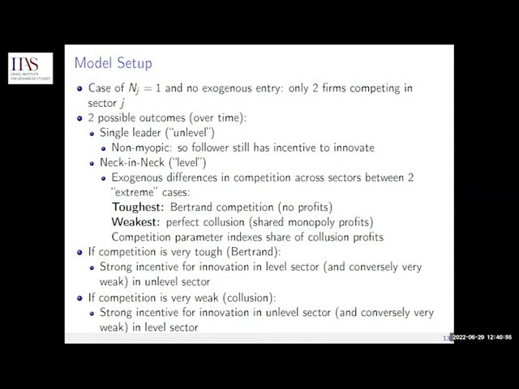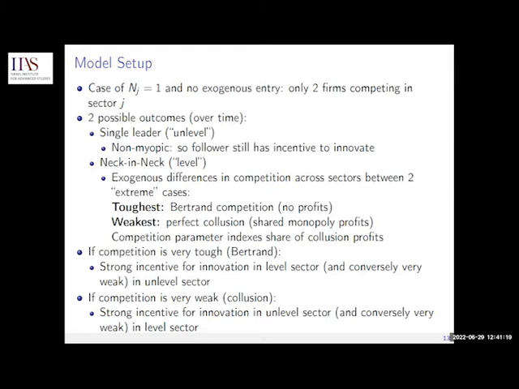In the unlevel sector, right? So what you really want to do is go from zero profits to neck and neck when there's collusion, which is going to mean sharing in those monopoly profits. Okay. So they want to get two firms. Yeah. One sector. No, I have a continuum. I have a continuum of sectors J.